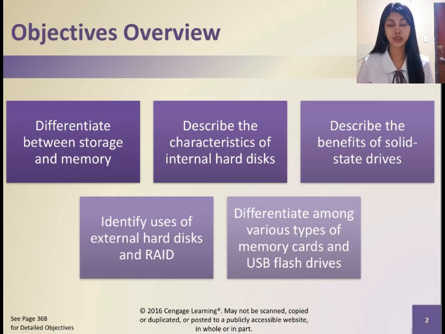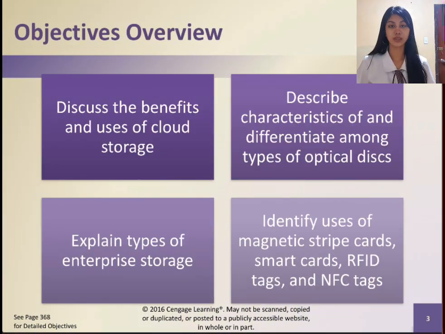At the end of the discussion, we shall be able to differentiate between storage and memory, describe the characteristics of internal hard disks, describe the benefits of solid-state drives, identify uses of external hard disks and RAID, differentiate among various types of memory cards and USB flash drives, discuss the benefits and uses of cloud storage, describe characteristics of and differentiate among types of optical disks, explain types of enterprise storage, and lastly, identify uses of magnetic stripe cards, smart cards, RFID tags, and NFC tags.